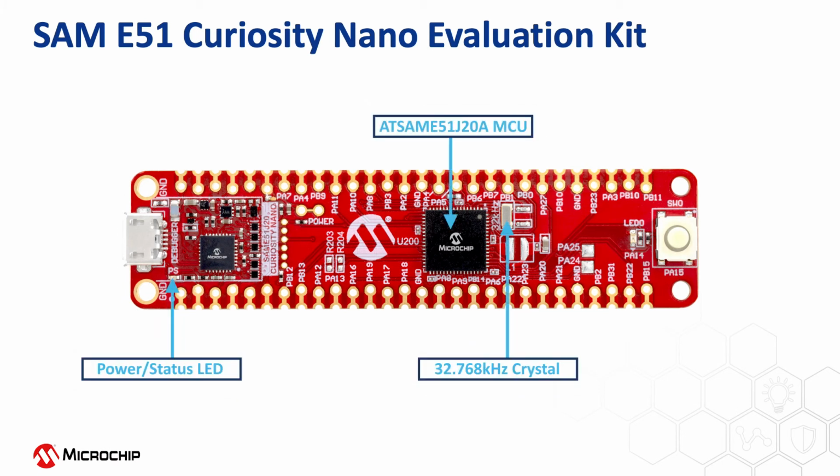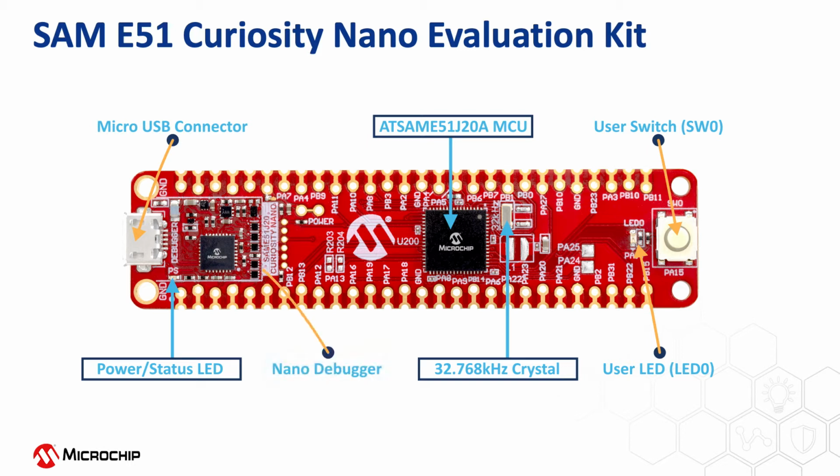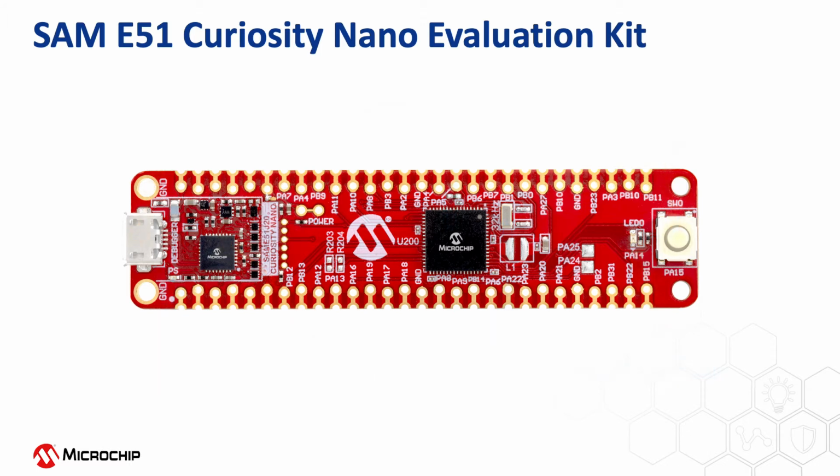Let's look at the resources available on the board before we get started. The SAM E51 contains a user LED, which will be useful to show the application status. There's a user switch to read the user inputs, a micro USB connector to connect with a PC, and an onboard Nano debugger for programming and debugging the ATSAME51J20A microcontroller. This onboard debugger acts as a virtual COM port.